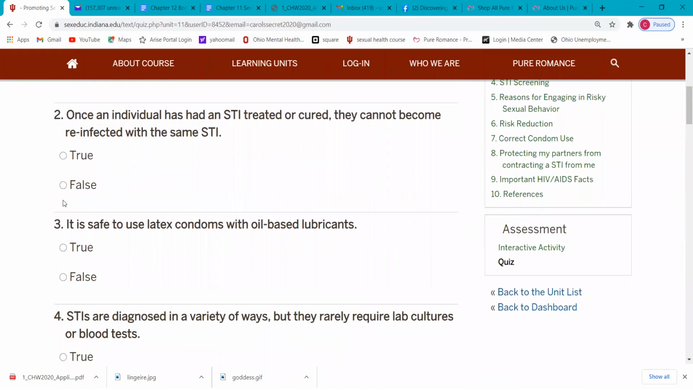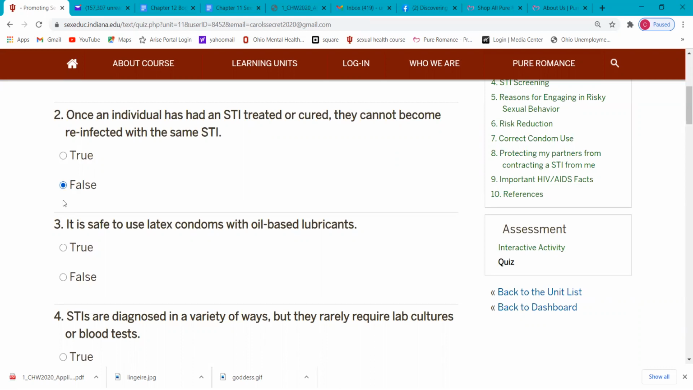All right, 2. I'm getting a little tired, but I'm almost done. Once an individual has had an STI treated or cured, they cannot become reinfected with the same STI. Is that true or false? That is false. You want to make sure that you know that it is possible for them to be reinfected with the same STI. The whole thing, you want to make sure that they know what things not to do so that they could possibly prevent that. But usually your medical professionals will help them with that.